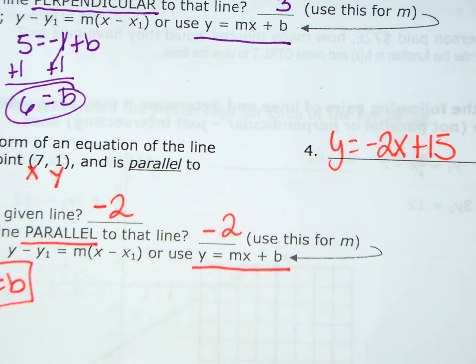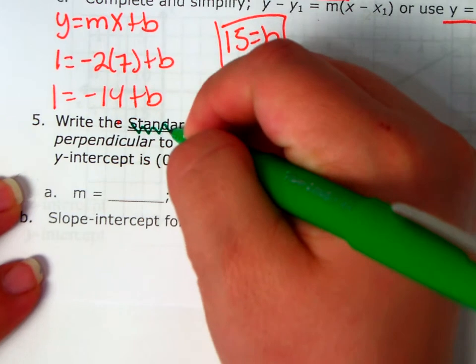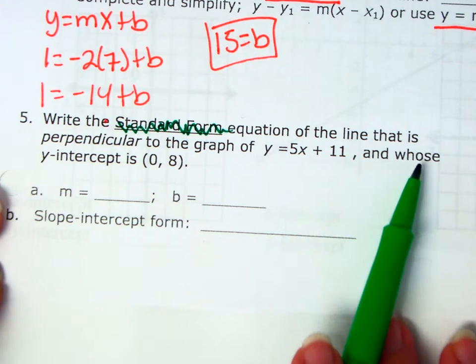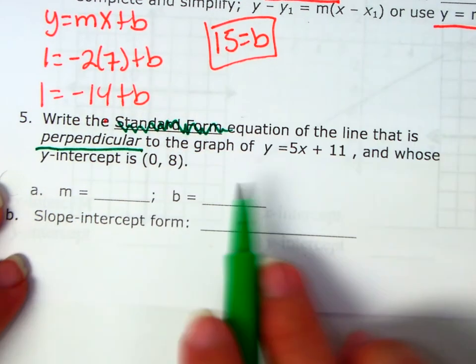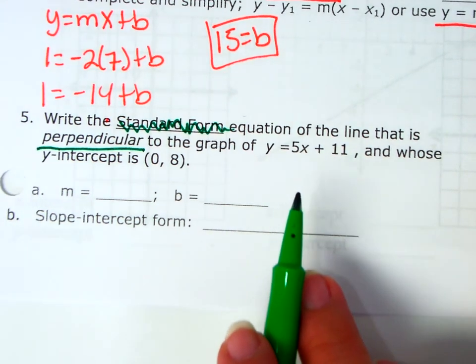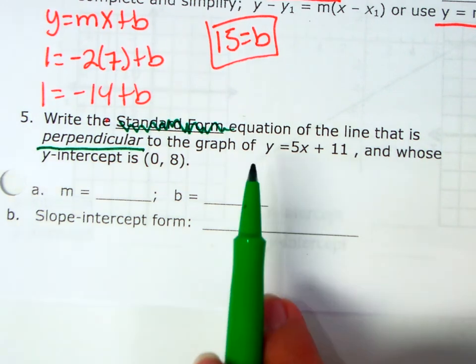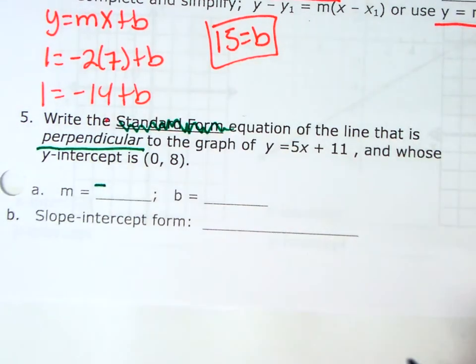One more big one, ready? Now it says to write it in standard form, number 5, but we're not going to do standard form. I just want slope-intercept form. And it's going to be perpendicular to this graph. So what is my perpendicular slope? They flip and you switch the signs. So instead of 5 you have negative 1 over 5.